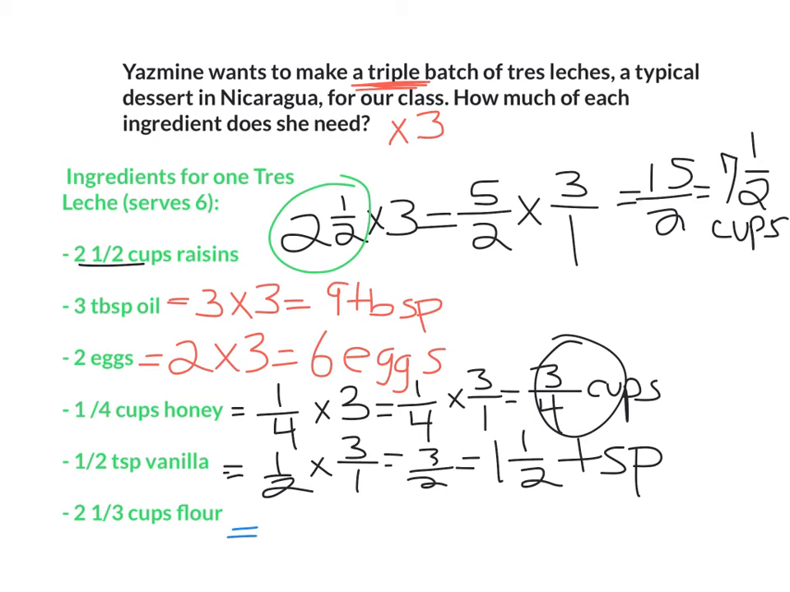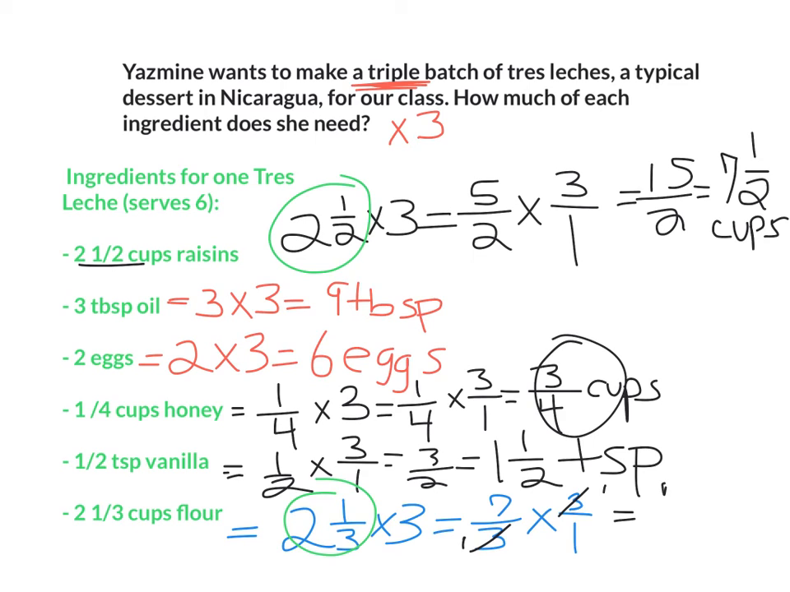Now, if we look down at our last problem, for this recipe, one batch needs 2 1/3 cups of flour, but we're tripling this recipe. So again, we're going to take that mixed number and turn it into an improper fraction. 2 times 3 is 6, plus 1 is 7. So it's 7/3 times 3 over 1. And check this out. We can simplify before we multiply to make it super easy. We can divide both 3's by 3 so that each one turns into a 1. And now when we multiply, it's super simple. 7 times 1 is 7. 1 times 1 is 1. So we'll actually need 7 cups of flour to make this recipe.